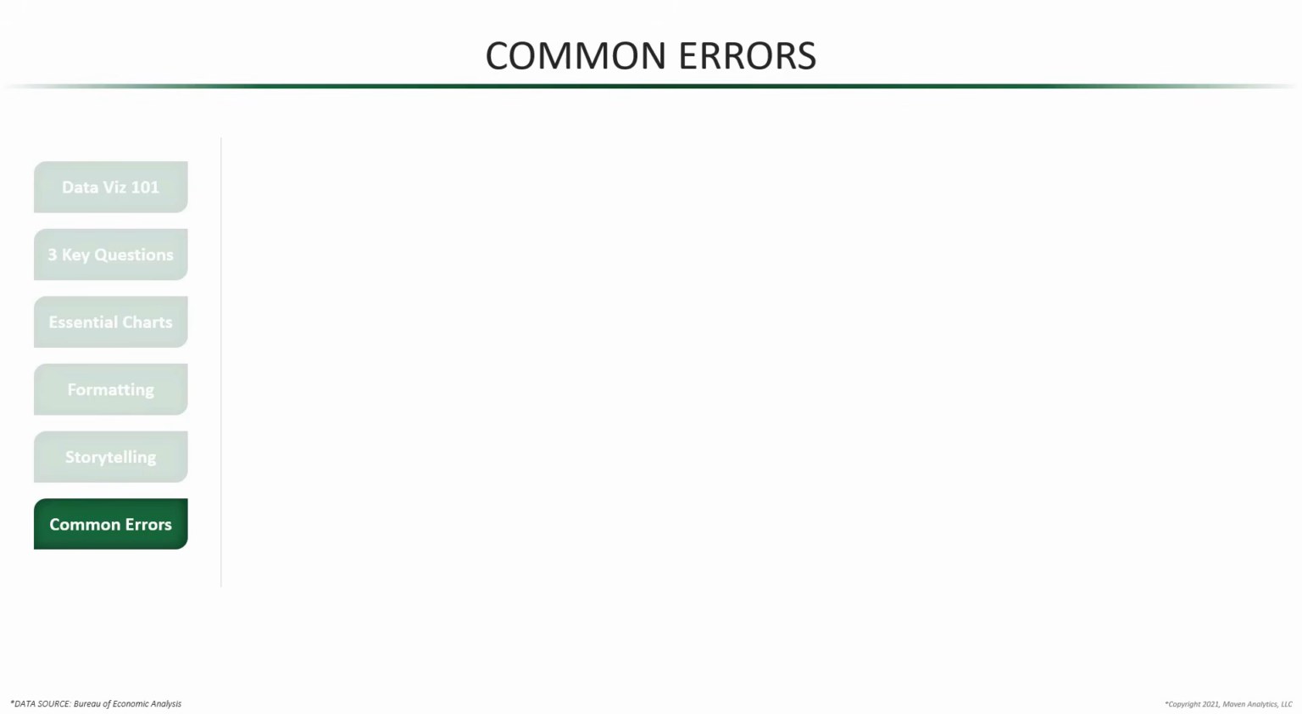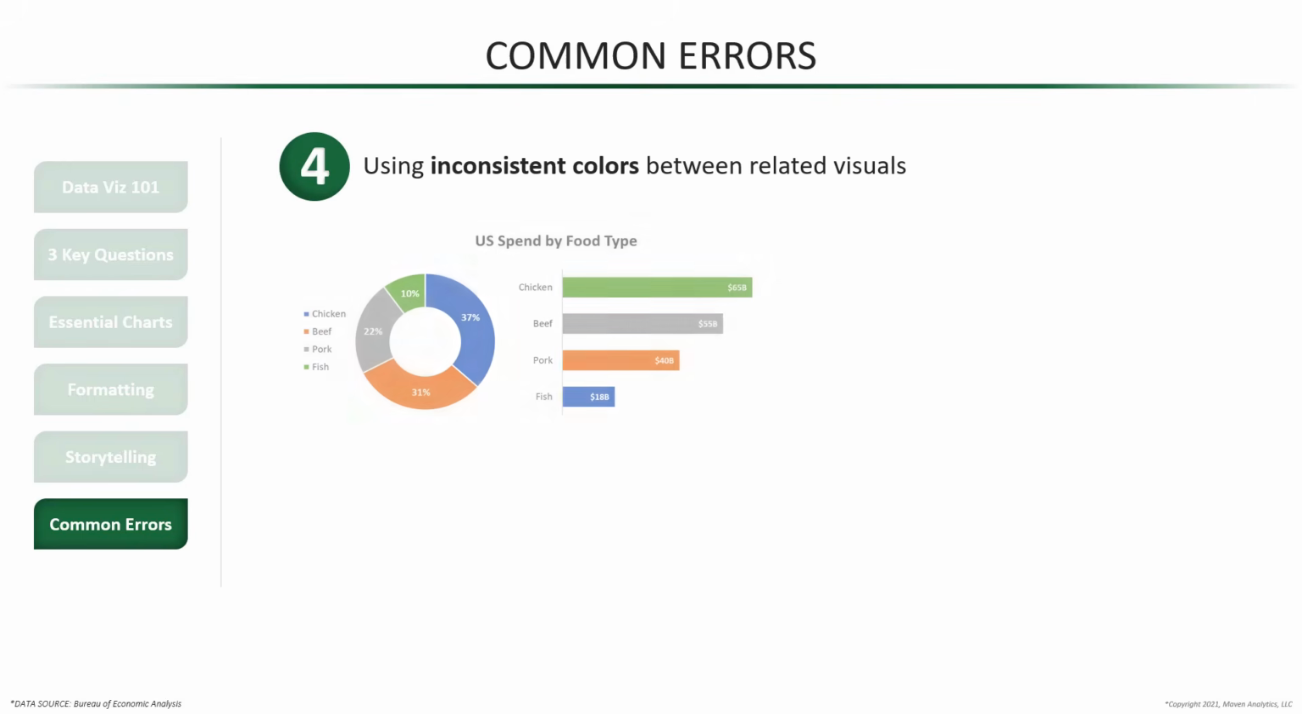Now, final error, using inconsistent color between related visuals. In this example here, we're showing both composition with the pie and comparison with the bars of US spend by food type. We're using the right chart types, we're not showing too many series, and we've got clear data labels. But you'll notice that they're using different colors for the same series. Chicken is blue in the pie, but green in the bars, which makes it very difficult to associate them visually.